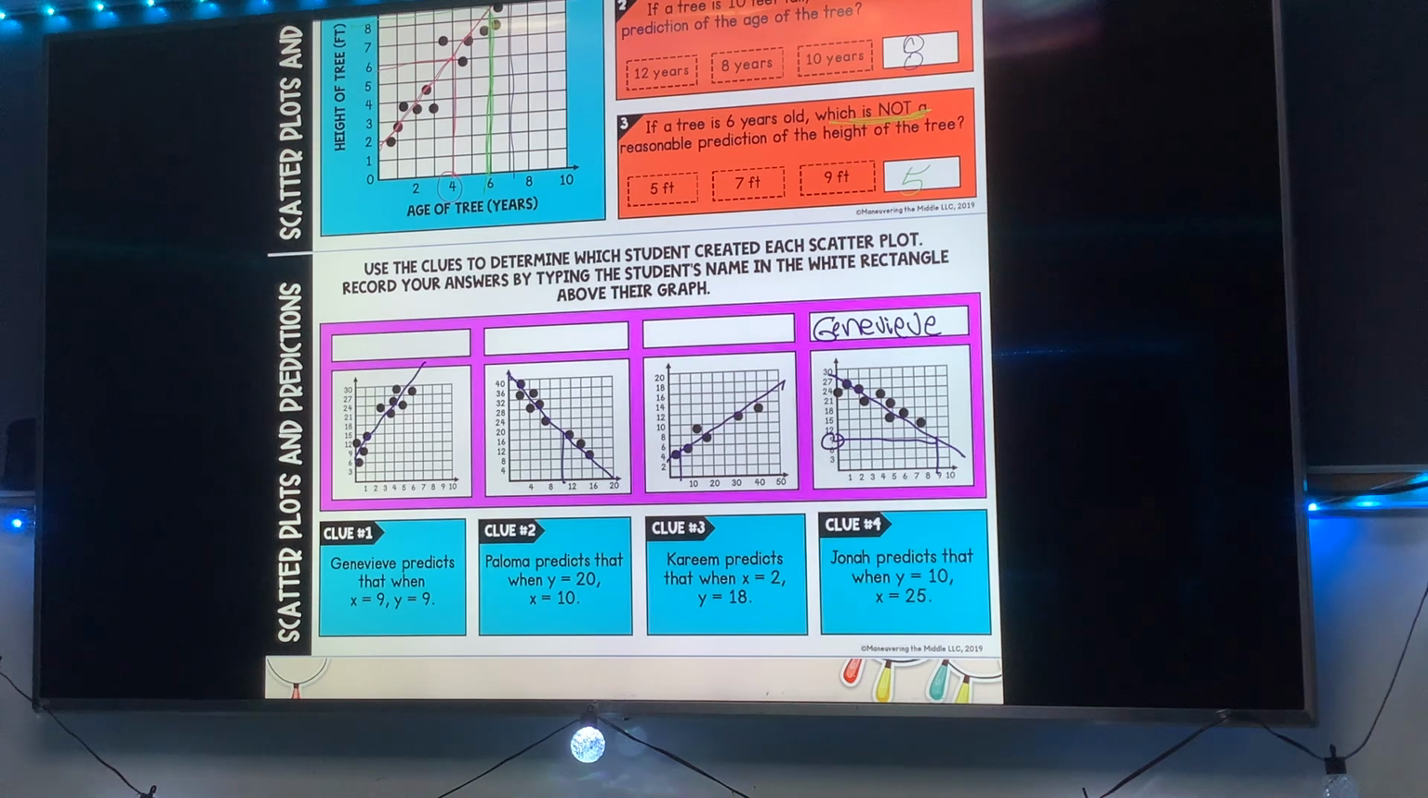Paloma predicts that when Y is 20, X is 10. So Y is 20. That one's not going to give you 10. Y is 20. I bet X is 10. There's Paloma. Kareem predicts when X is 2, Y is 18. There's Kareem. And hopefully this last one is Jonah. Jonah predicts Y is 10 and X is 25.